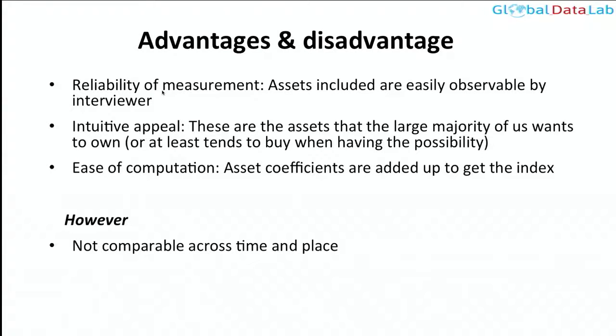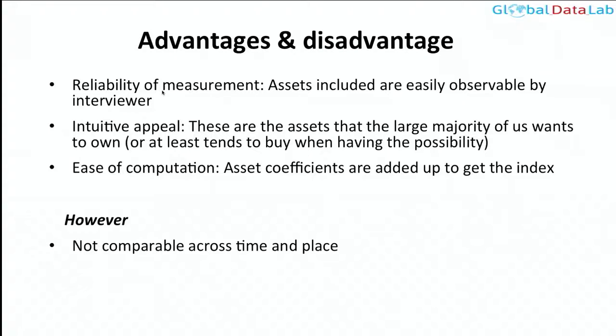And of course, such an index has great advantages, especially reliability of measurement. The interviewer simply sees the assets a household has, whether it's a TV and so on. It has intuitive appeal, because these assets are the things that almost everybody of us wants to own, or at least tends to buy when we have the possibility. And if you have constructed that index, it's also ease of computation. You can simply add up asset coefficients to place a household on it.